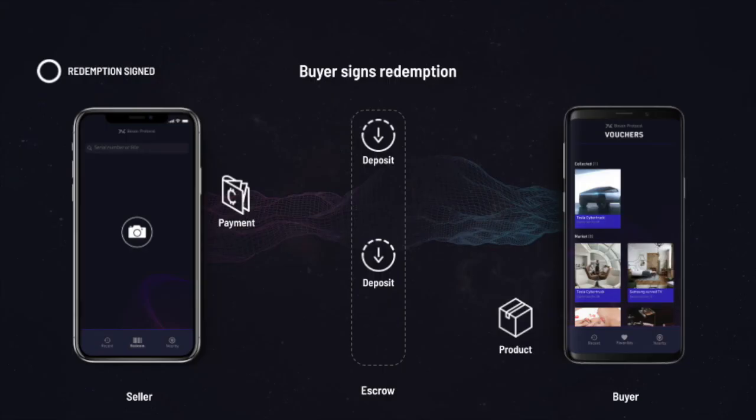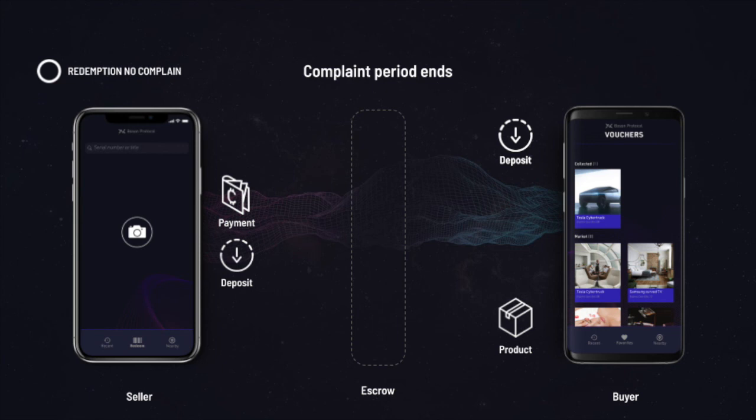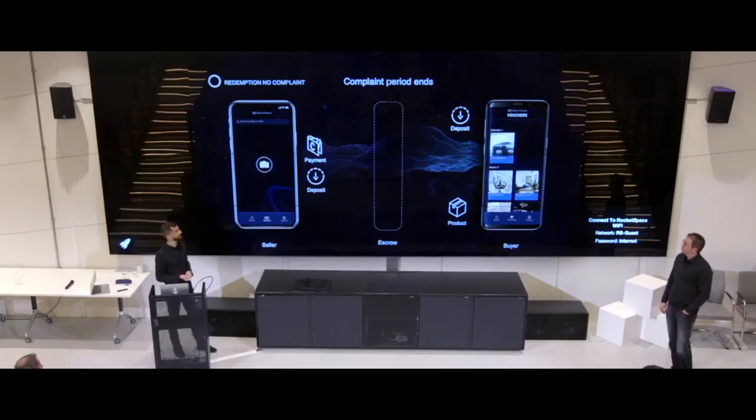But here we're only demonstrating a happy path, so we'll just wait for the complaint period to end. And once it is expired, they both get their deposits back. And we have achieved our objective in the game, which is redemption without a complaint.